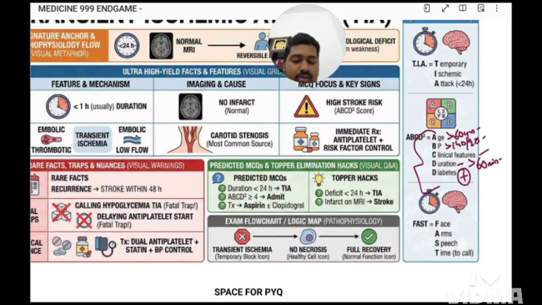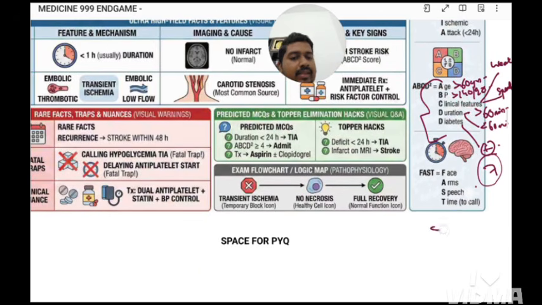For clinical features you have two categories: one is weakness, and second is speech disturbance. Then duration more than 60 minutes or less than 60 minutes, and diabetes, whether it is present or not. So total score is 7. If it is 6 to 7, that means there is high risk for developing stroke.